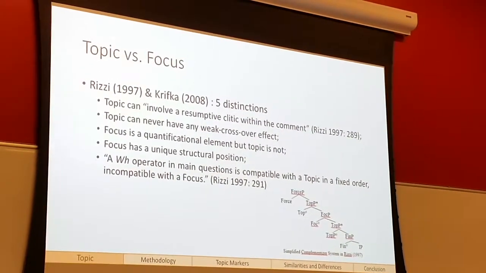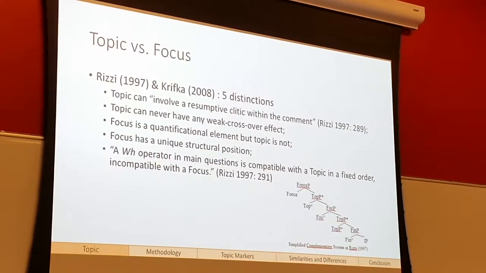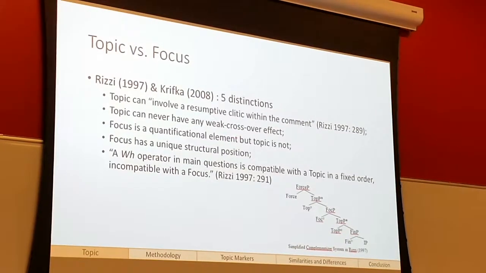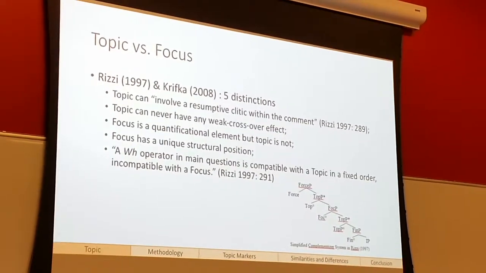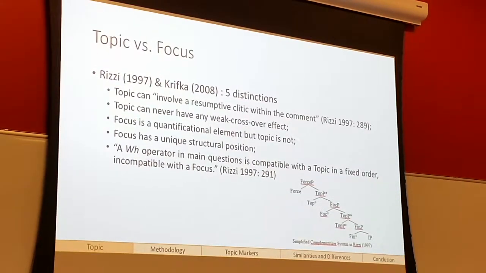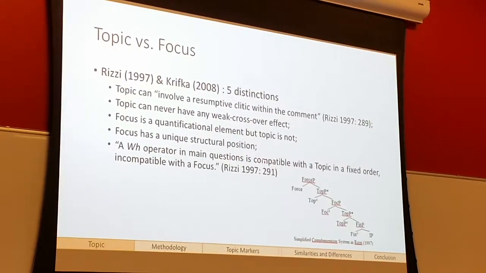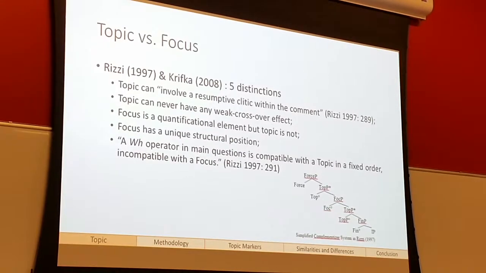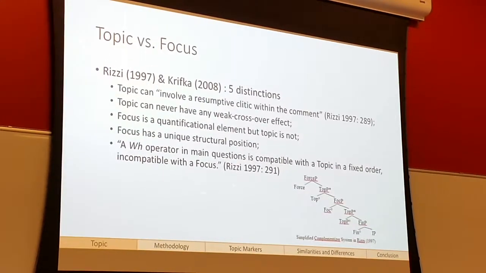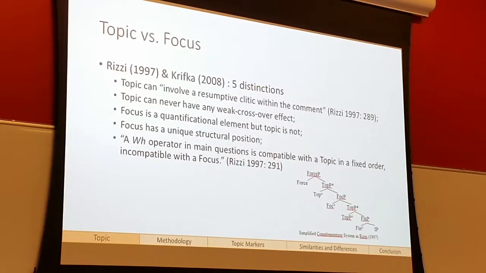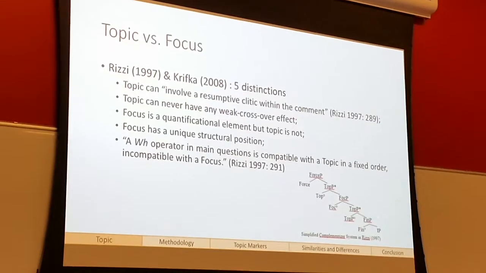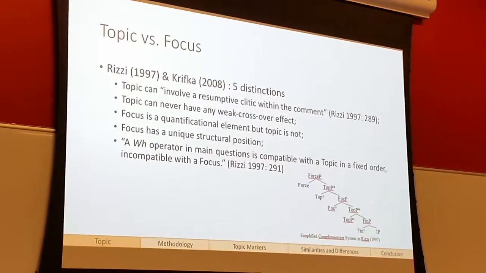They give 5 distinctions between the 2 notions. Topic can involve a resumptive clitic with the comment. Topic can never have any weak crossover effect. Focus is a quantificational element, but topic is not. Focus has a unique structural position, and a WH operator in main questions is compatible with the topic in a fixed order, incompatible with the focus. So here I want to mention that topic and focus are really important information and important definitions in the left periphery.